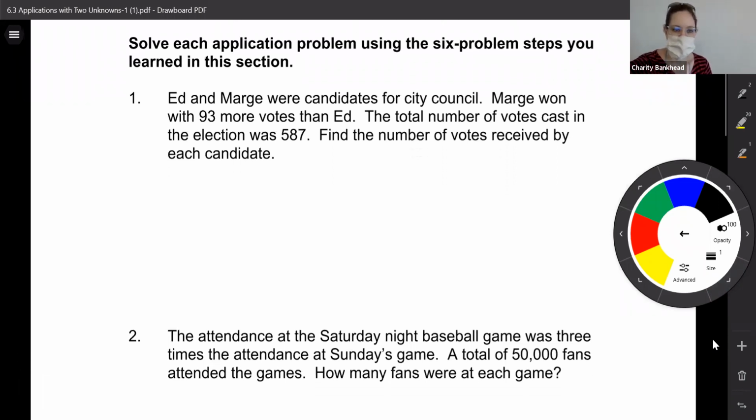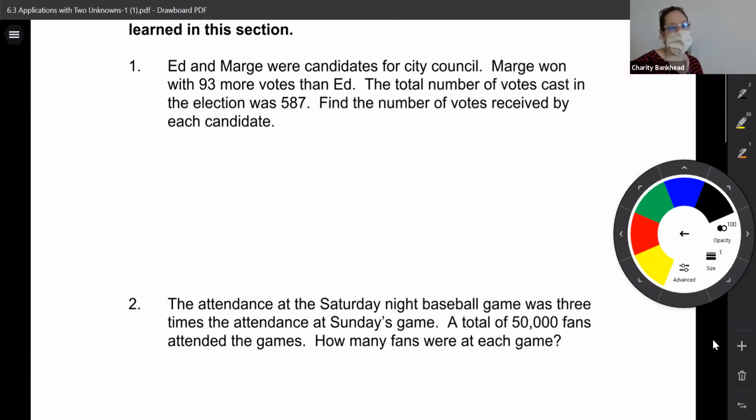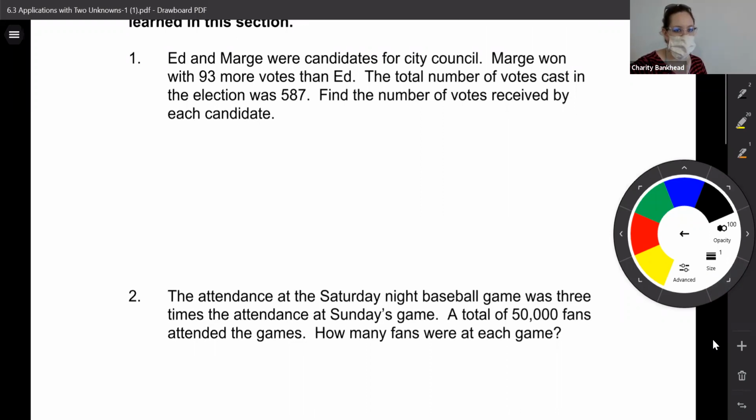Number one says, Ed and Marge were candidates for city council. Marge won with 93 more votes than Ed. The total number of votes cast in the election was 587. Find the number of votes received by each candidate.